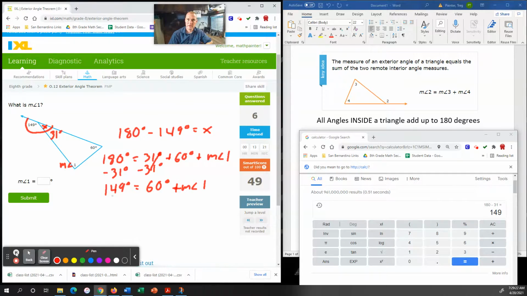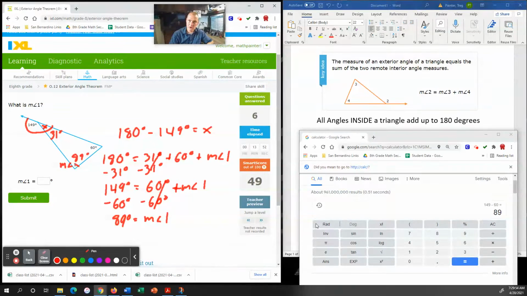So I want to get measure of angle 1 by itself. So subtract 60 degrees from both sides, minus 60 degrees. So 149 minus 60, ooh, that's a good one. 149 minus 60, calculator, is 89 degrees. So we got 89 degrees equals, 60s are out, measure of angle 1. So measure of angle 1 is almost 90 degrees, so 89 degrees.